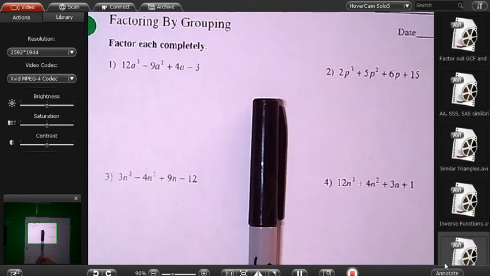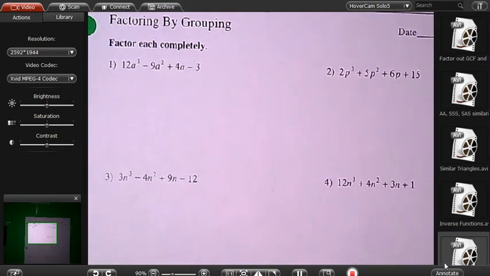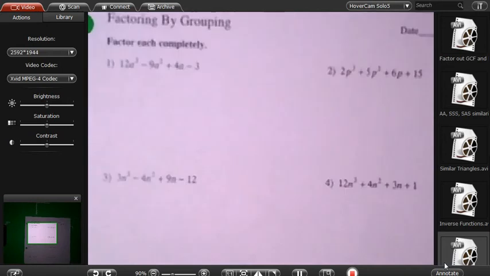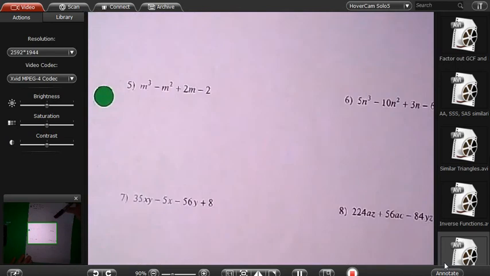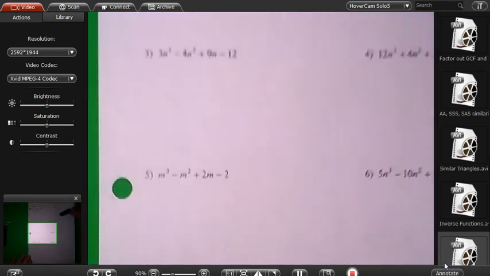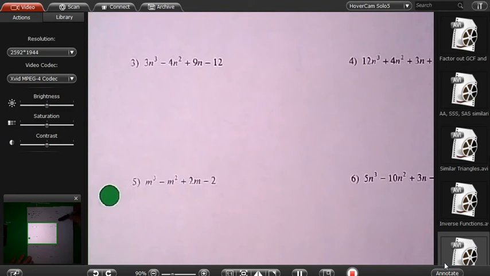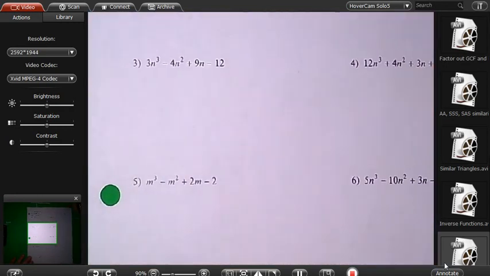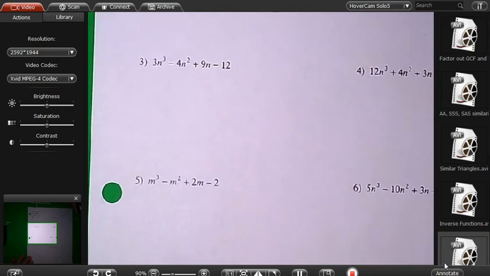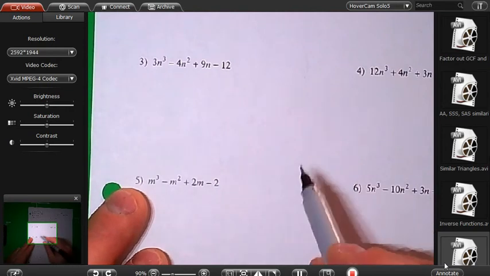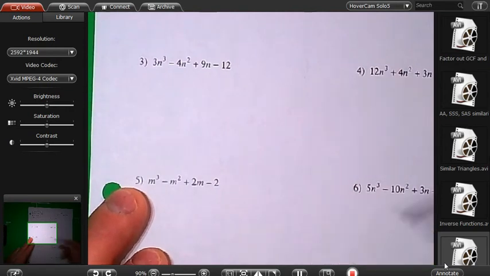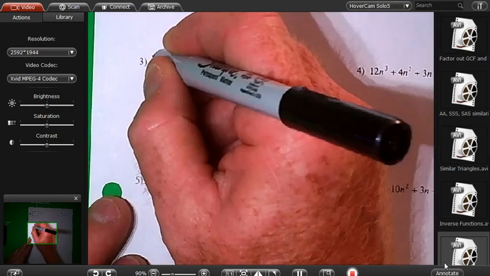Okay, so we were supposed to do the odd problems on this worksheet. We're factoring by grouping. Let's take a look at number 3. When we look at number 3, we see that we've got 4 terms. If the directions say factor each completely, and you see that your problem has 4 terms, that's a clue that it's going to be done by factoring by grouping. So we're going to group these just like we see them.